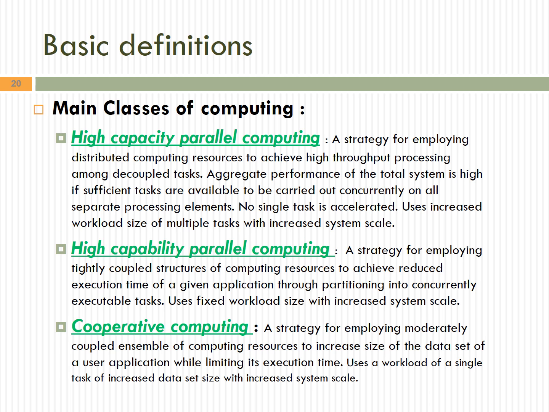Basic definition of the main classes of computing. There are three. The first is high capacity parallel computing. High capacity parallel computing is a strategy of employing distributed computing resources to achieve high throughput processing among decoupled tasks. Aggregate performance of the total system is high if sufficient tasks are available to be carried out concurrently on all separate processing elements. No single task is accelerated. Use increased workload size of multiple tasks with increased system scale.